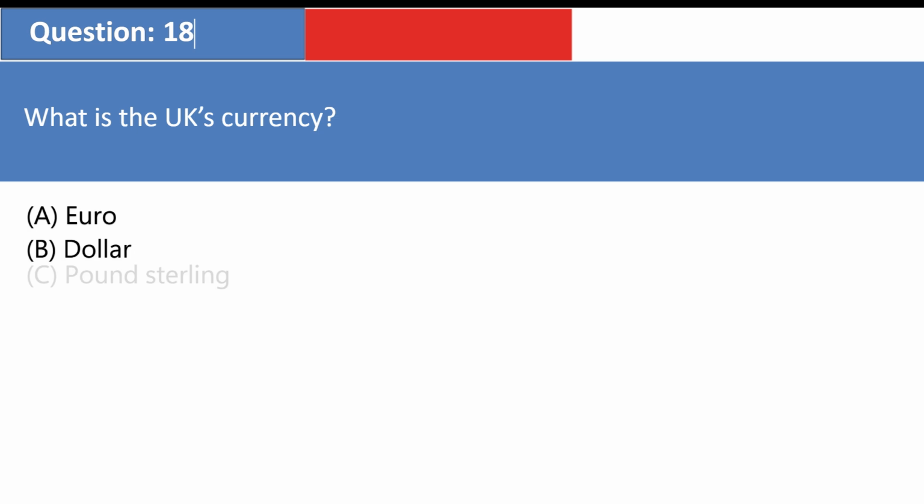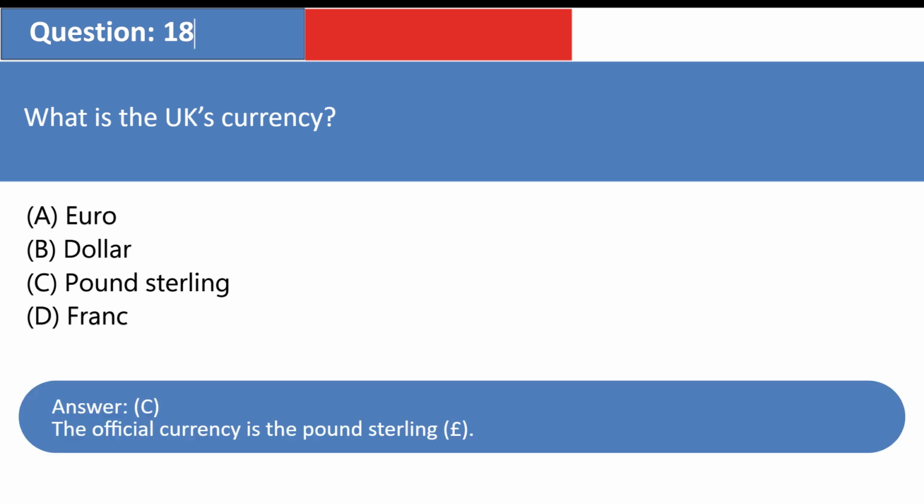What is the UK's currency? A. Euro. B. Dollar. C. Pound sterling. D. Franc. Answer: C. The official currency is the pound sterling.